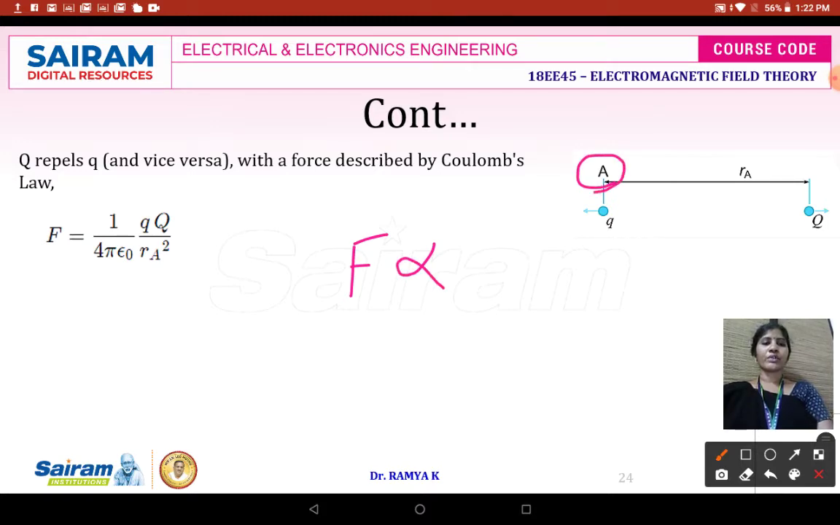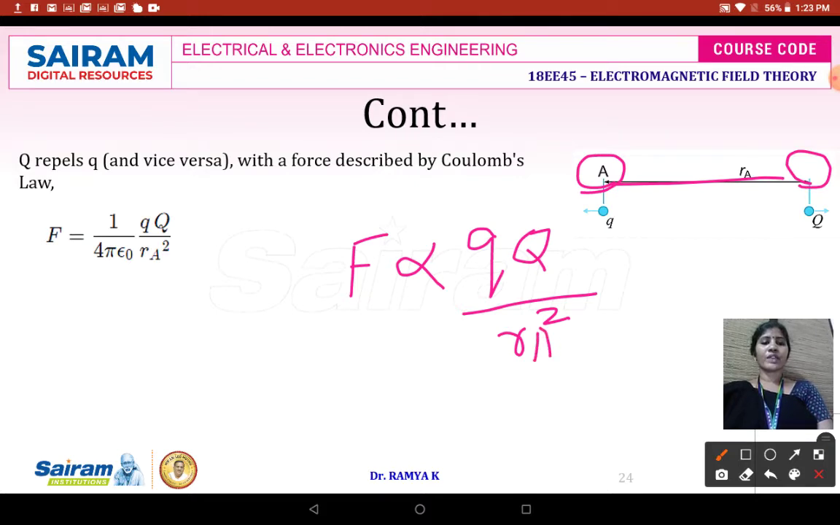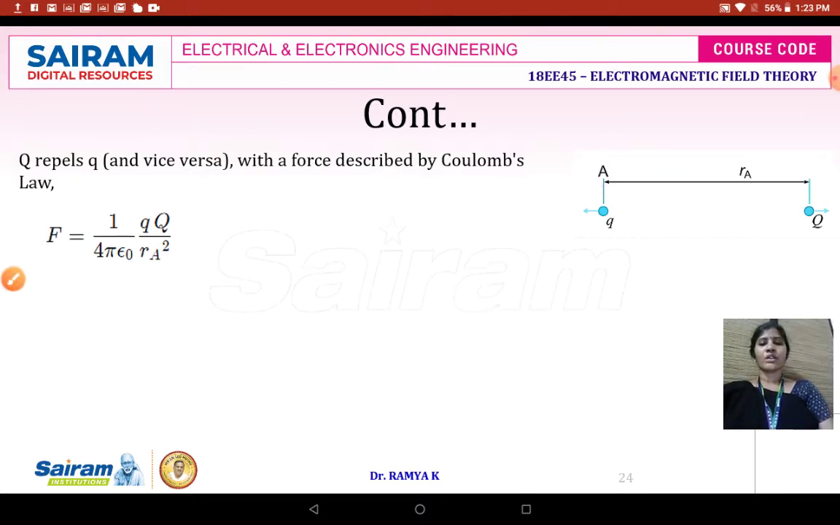This is going to be one object and this is going to be another object. Charge on each object is Q into capital Q, and the force is inversely proportional to the square of the distance between them. Here the distance between the two charges is RA, so we can write it as RA square. Hence we can write the force as 1 divided by 4 pi epsilon, Q into Q divided by RA square.